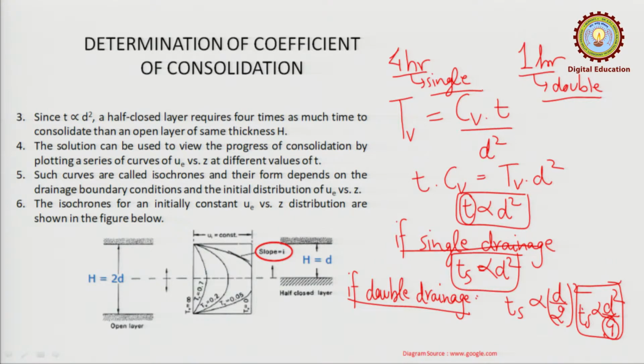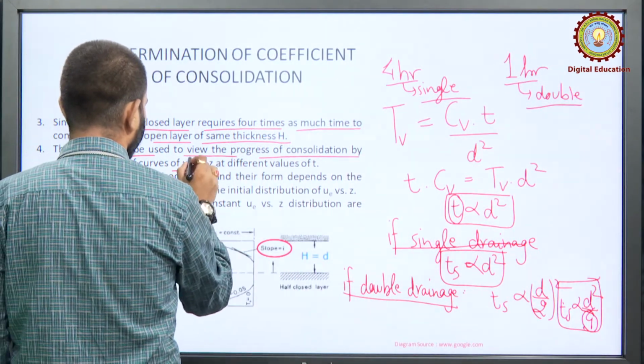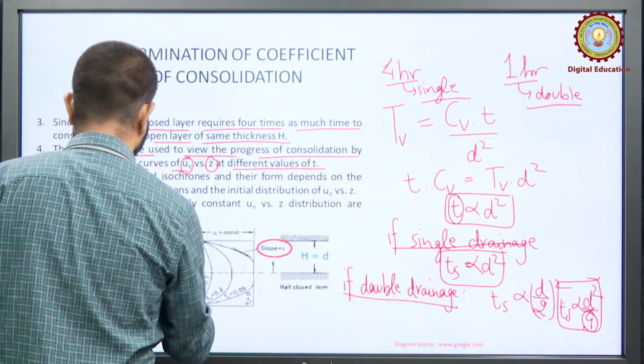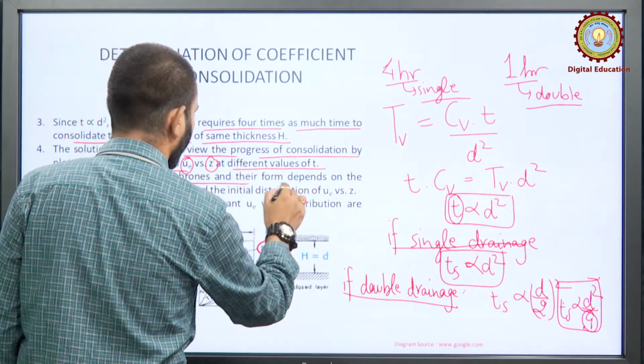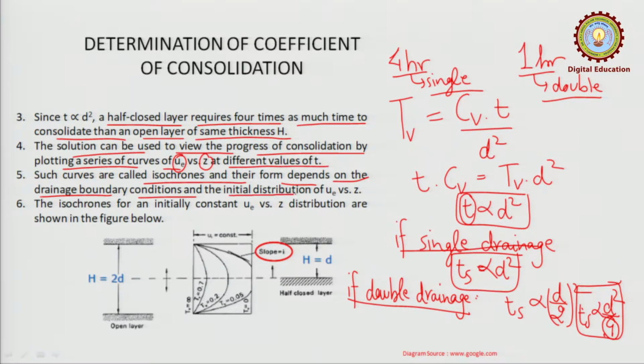The same thing is written: a half closed layer requires 4 times as much time to consolidate than an open layer of the same thickness H. Besides, the solution can be used to view the progress of consolidation by plotting a series of curves of Ue versus Z at different values of T. Such curves are called isochrones, and their form depends on the drainage boundary condition and the initial distribution of Ue and Z. Isochrones of an ideally constant Ue versus Z distribution are shown here.